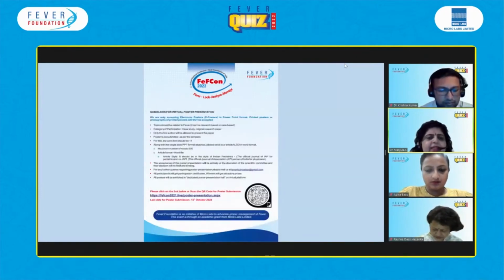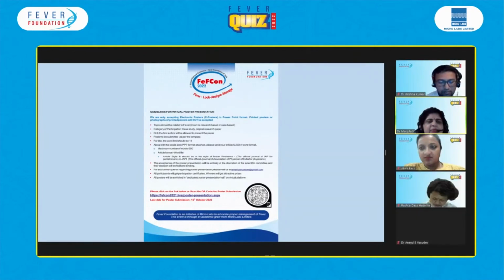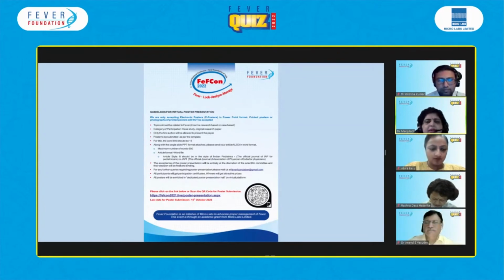And some of the guidelines for submitting your virtual poster presentation, as I've clearly mentioned, we only accept electronic posters, e-posters in PowerPoint format only. Printed posters or photographs of the printed posters will not be accepted. And the topic should be related to fever. Please note it has to be related to fever. It can be research-based or it can be case-based.